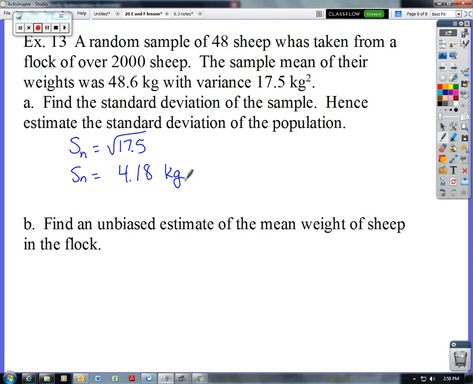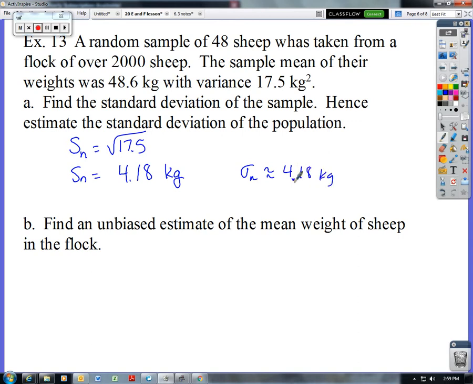Hence, estimate the standard deviation of the population. Well, since we usually don't actually know the standard deviation and the mean of the population because it's too big to figure out, or too time consuming, or too expensive, we use this to estimate it. So the standard deviation of the population will be about 4.18 kilograms.